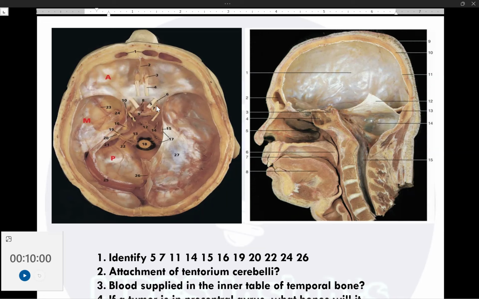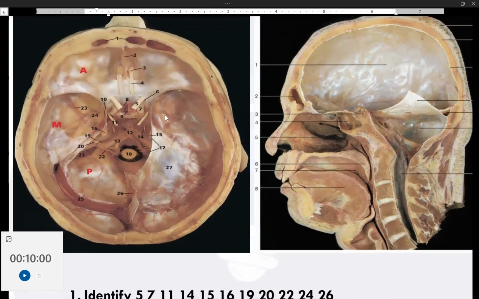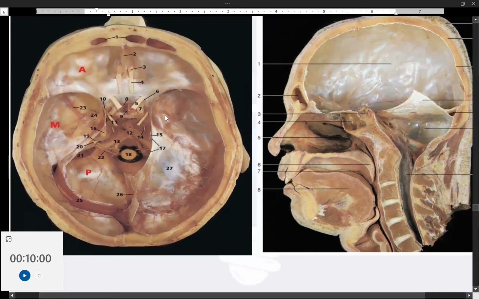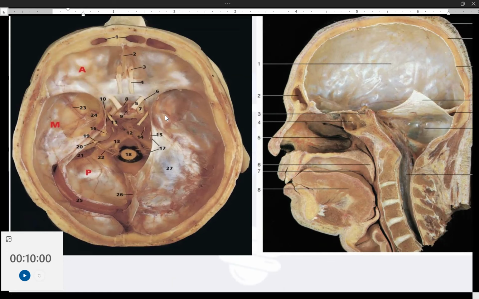This is the internal carotid artery. Yes, excellent. Hello, ma'am. I actually cannot hear you properly. Okay, let me adjust the headphone again. Now can you hear me? Yes, ma'am. Okay, so number 7 is the internal carotid artery.